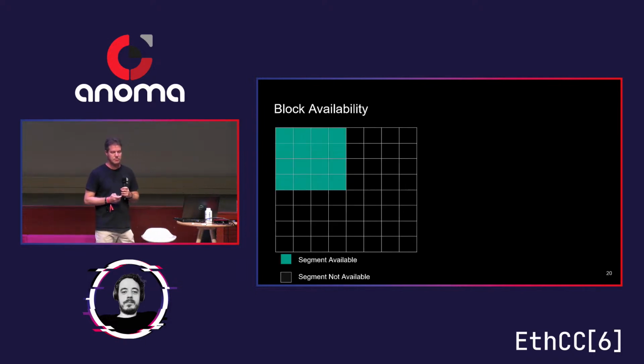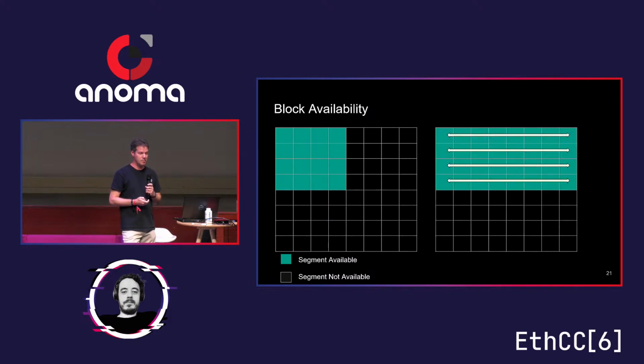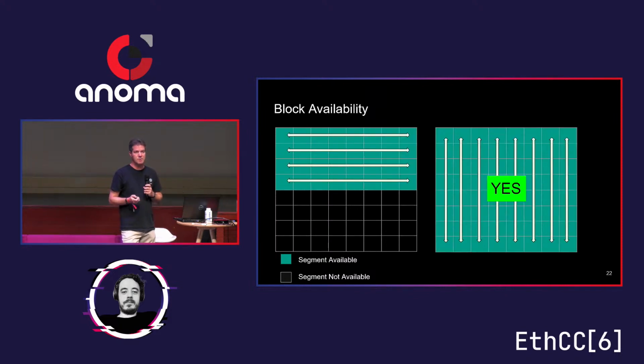So just a quick reminder on availability. I was saying we can repair on the column and on the row. So what does this mean? Is this block available? If those segments are available and the others are not, and if you would sample, you would most probably say no, it's not available, because we would most probably hit on something which is not there. But if you are repairing and sampling, then you would say, yes, it's available.